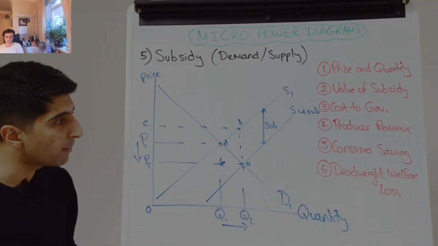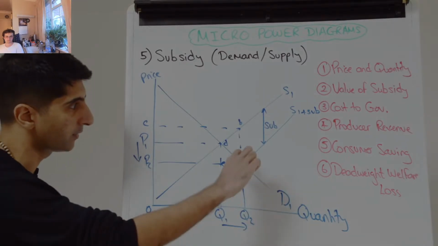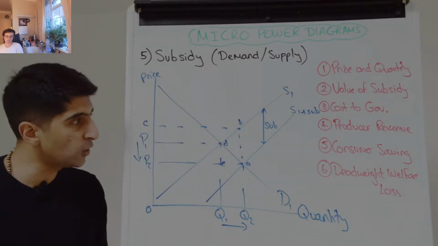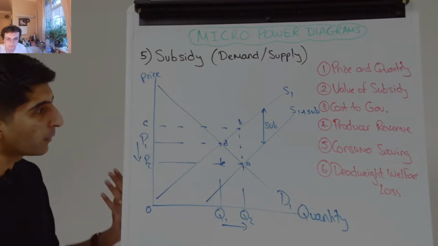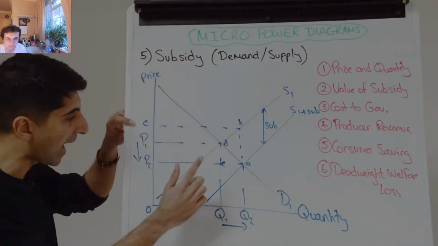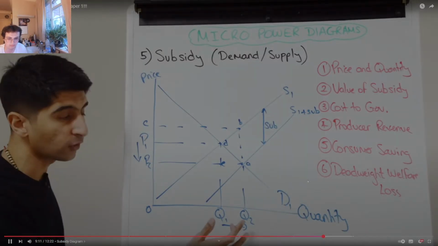Go to the new equilibrium. In this case, that's over here. The vertical distance between the two supply curves, AB, that's the value of the subsidy per unit. Multiply that by all the units being produced and sold, Q2. That will give you the area of this box, CDAP2. That is the total cost to the government of the subsidy.